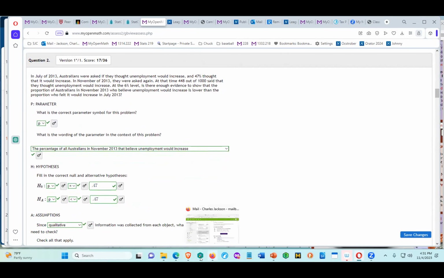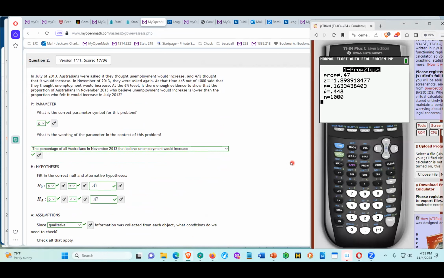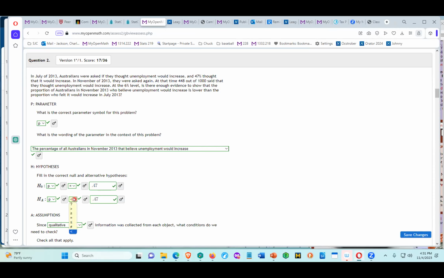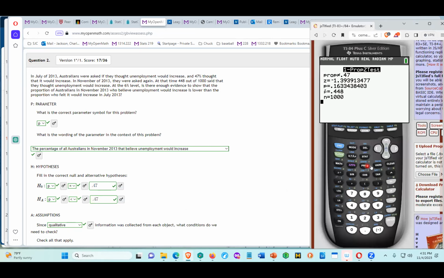Got to make sure you're inputting the right thing. Oh, it's that not equal to sign. That's the problem. You have to put less than for the alternative. That's why this is exactly double the p-value that they gave us. Because on a two-tailed test, which is what we have when this is a not equal to instead of a greater than or less than, then you have to double the area.